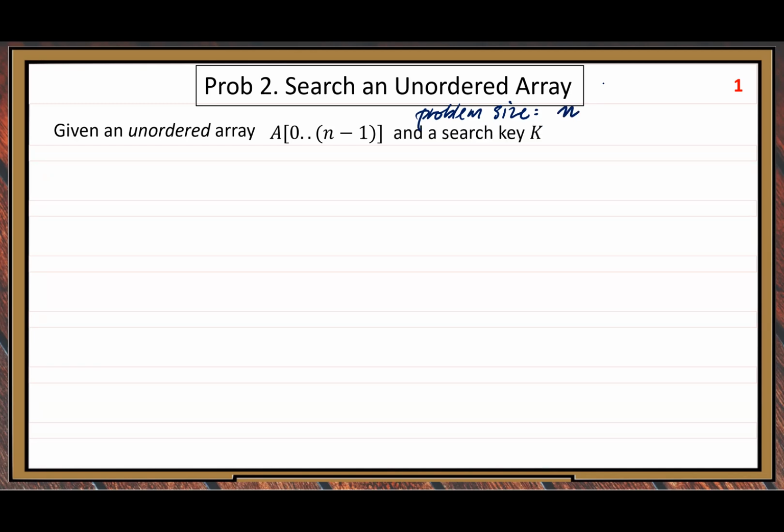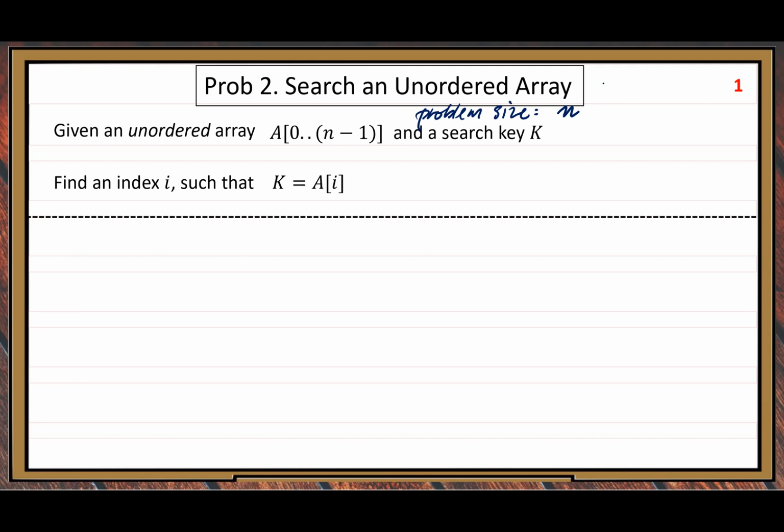All right, and a search key k. Given the question, find an index i such that k equals A of i. That's the search problem. Simple search problem. It's very easy. Everyone can solve it quickly. I believe you can already find the solution quickly. But here, I'd like to do some discussion, so we try to learn some basic concepts in this simple example.